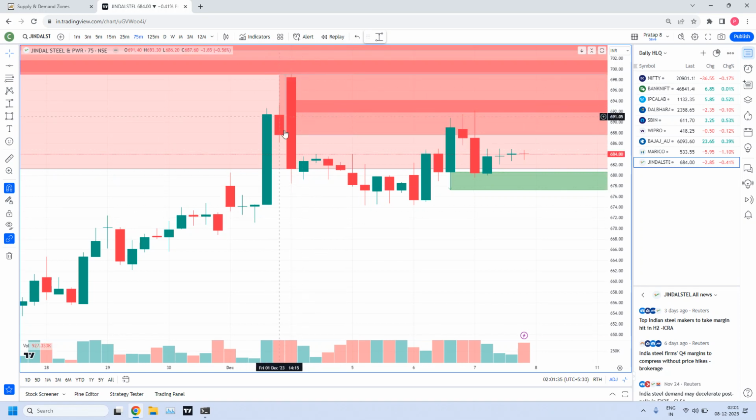This is a very big zone. Why it is a big zone? Because we always consider the highest of these three candles. Which three? Leg in, base, leg out. Whichever is having high, that is zone high. That is our stop loss.